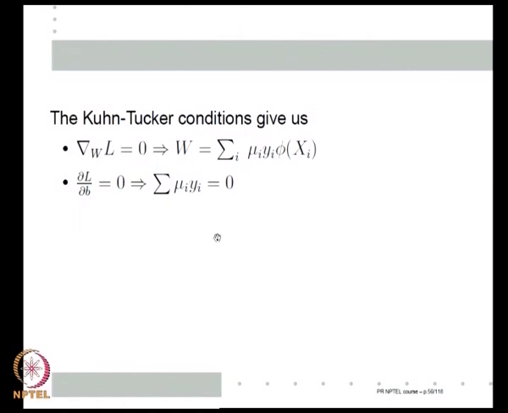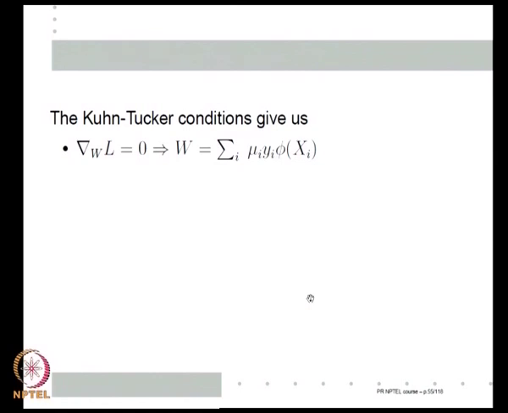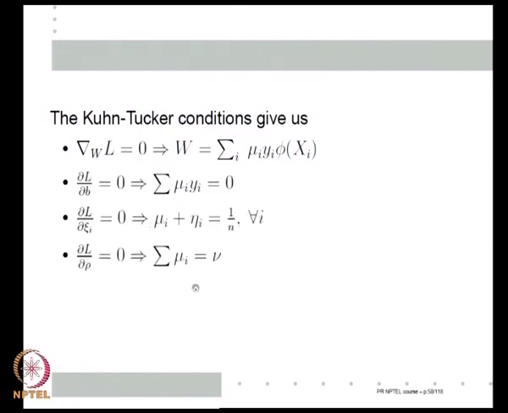Similarly, del L by del rho, if I differentiate with respect to rho, will give me minus nu from here and summation mu I from here. So, this nu that I have chosen as a user-defined constant should be equal to summation I equal to 1 to n of mu I. That is a pretty interesting relationship. So, the Kuhn-Tucker condition specifies that summation mu I should be equal to nu. Then I have the feasibility, these are the two constraints that should be satisfied.